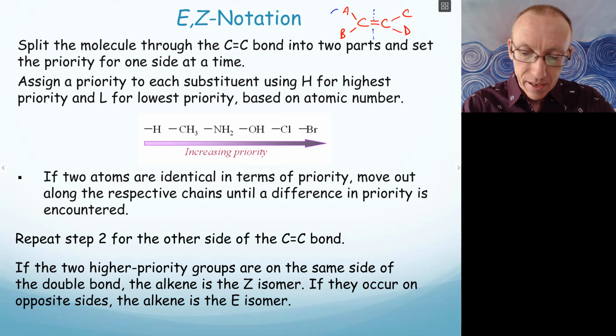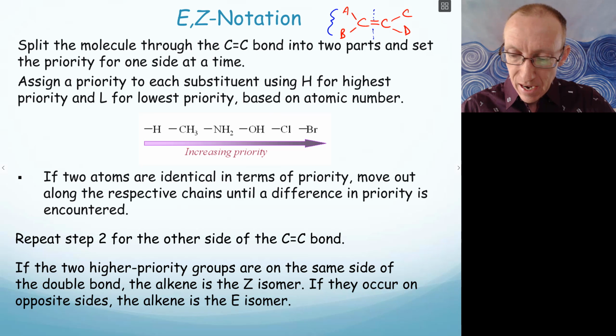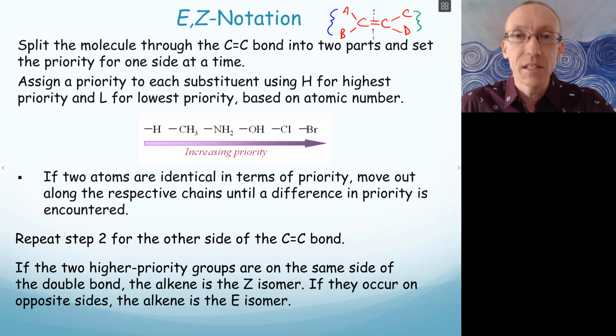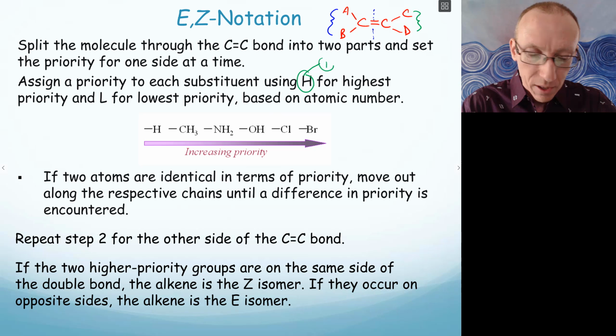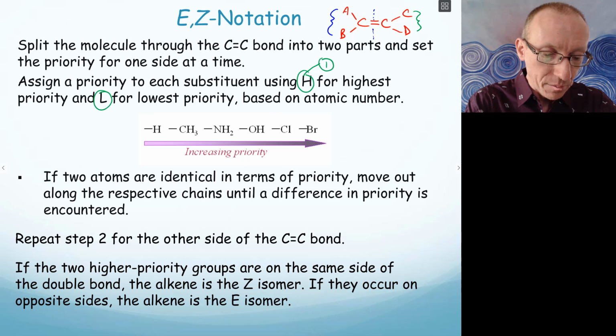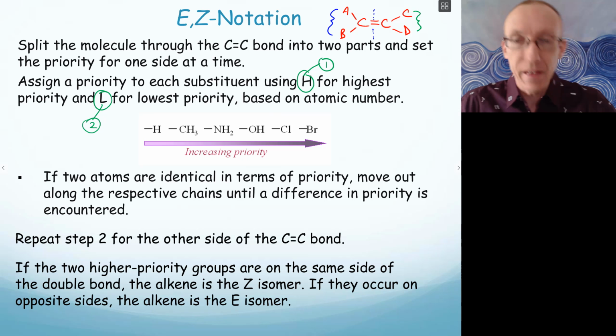Okay, we're going to look at A versus B first, and then we're going to look at C versus D, and we're going to look at which one is the higher priority on each side of that double bond. Okay, so to assign priority, we're looking for what substituent has the highest atomic number. Now, here it says H for highest. I think it's probably less confusing to use 1 for highest, and instead of L for lowest, we use 2 for lowest, and that just avoids any ambiguity around H also standing for hydrogen.